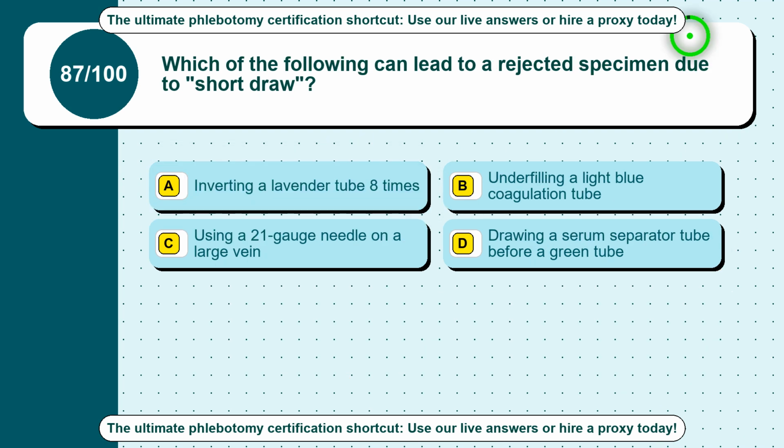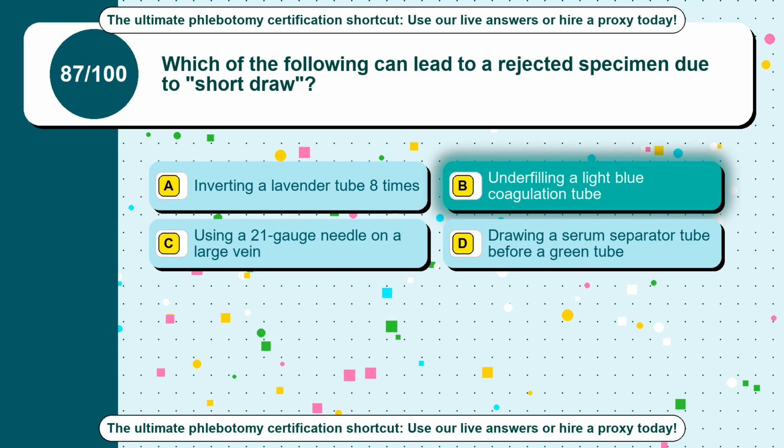Question 87. Which of the following can lead to a rejected specimen due to short draw? Option A, inverting a lavender tube 8 times. Option B, underfilling a light blue coagulation tube. Option C, using a 21-gauge needle on a large vein. Option D, drawing a serum separator tube before a green tube.